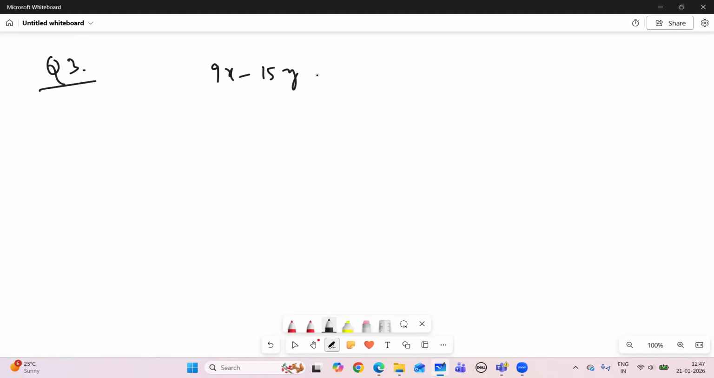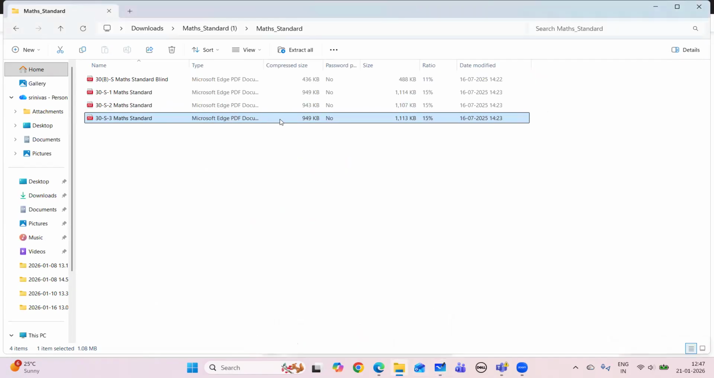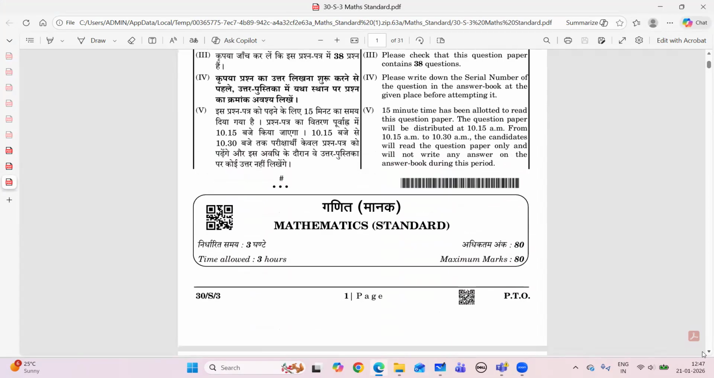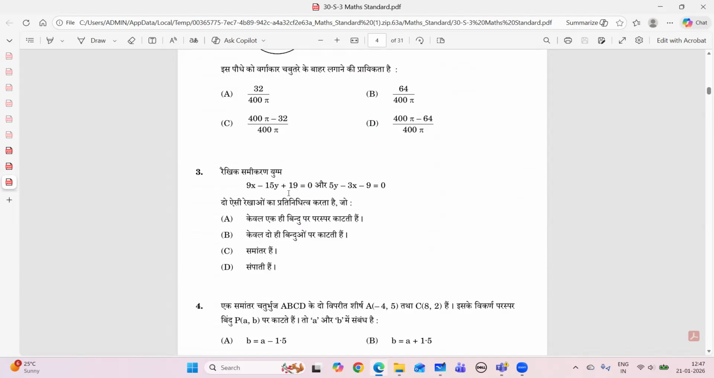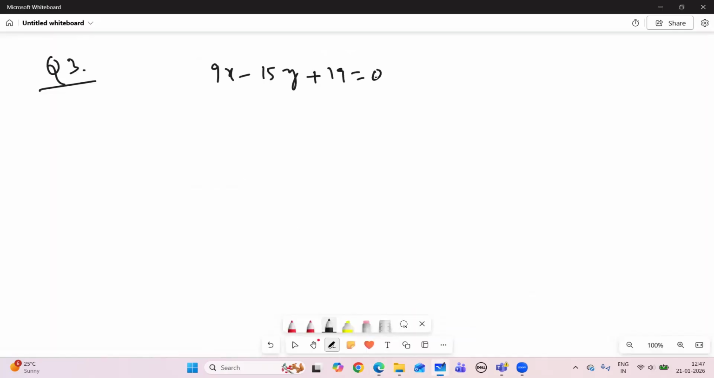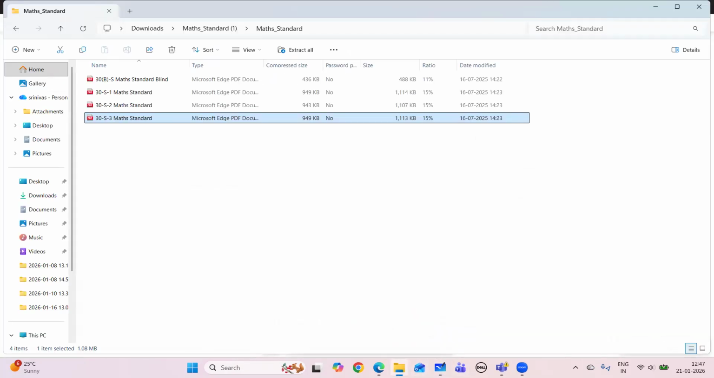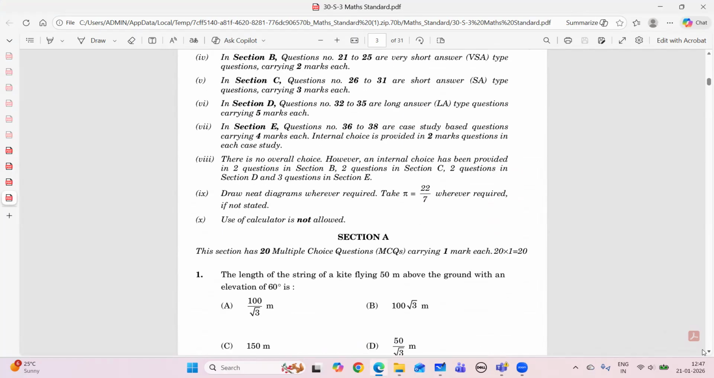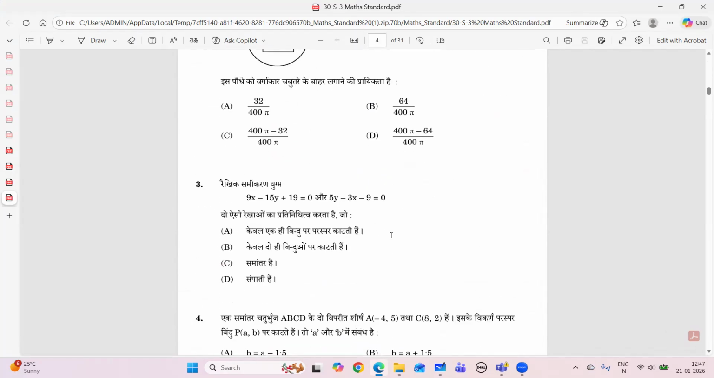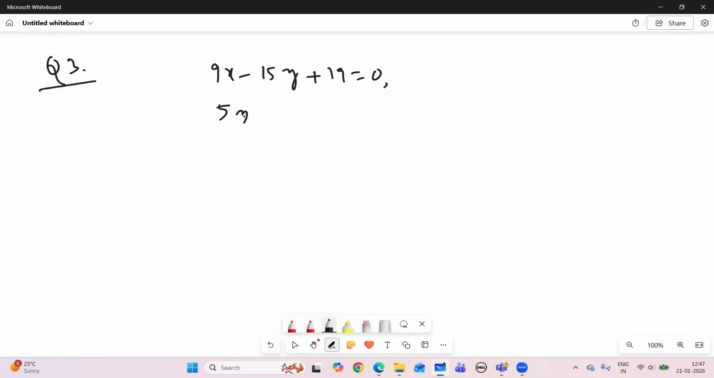9x minus 15y plus something. Let me look at the equations. 9x minus 15y plus 19 is equal to 0, and the second equation is 5y minus 3x minus 9 equal to 0.